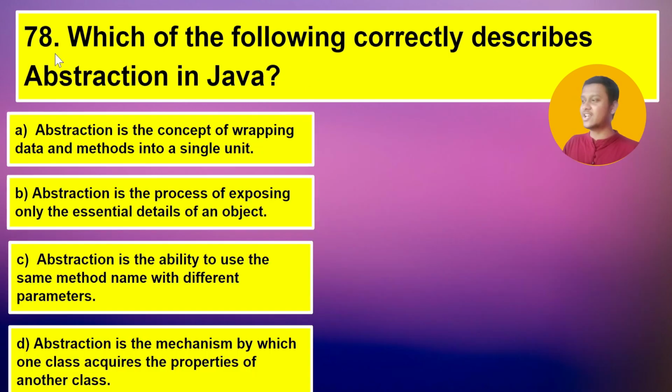And our next question is, which of the following statements correctly describes abstraction in Java? Abstraction is a concept of wrapping data and methods into a single unit. Abstraction is the process of exposing only essential details of an object. Abstraction is the ability to use the same method name with different parameters. Abstraction is the mechanism by which one class acquires the properties of another class. So here the correct answer is option B.